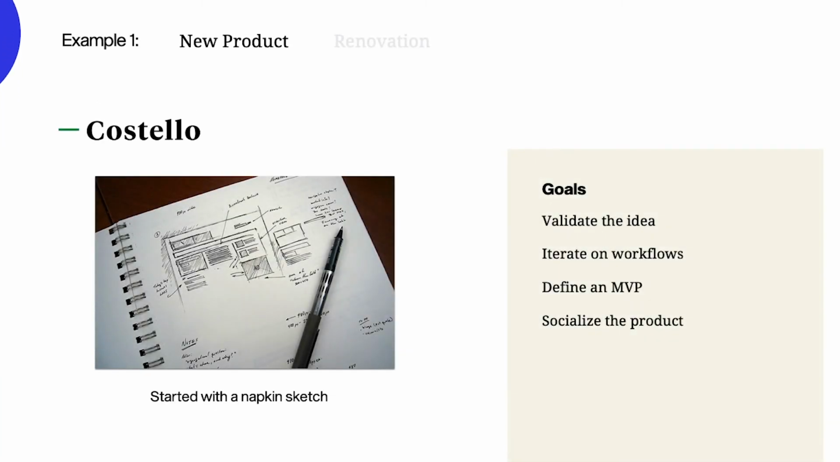Costello was a startup that came to us with an idea and a napkin sketch, and we worked with them in the early phases to help solidify a product direction and equip them for their first launch. This included validating the idea, workshopping and iterating on product designs and workflows, and then ultimately helping them talk about and socialize that idea that we sprung out of an MVP.